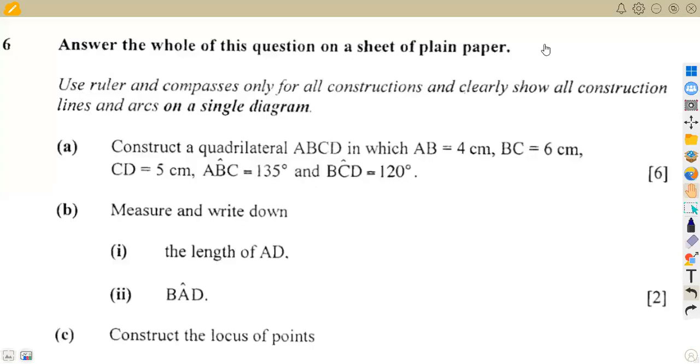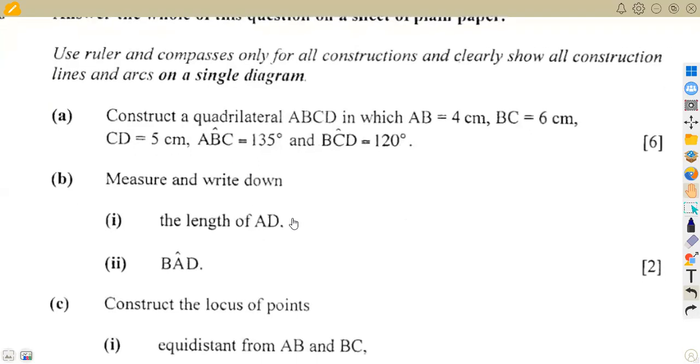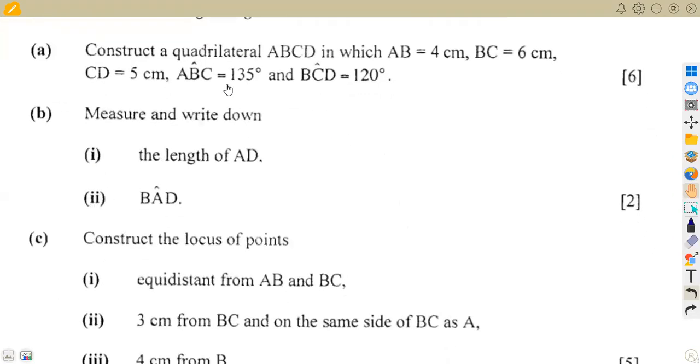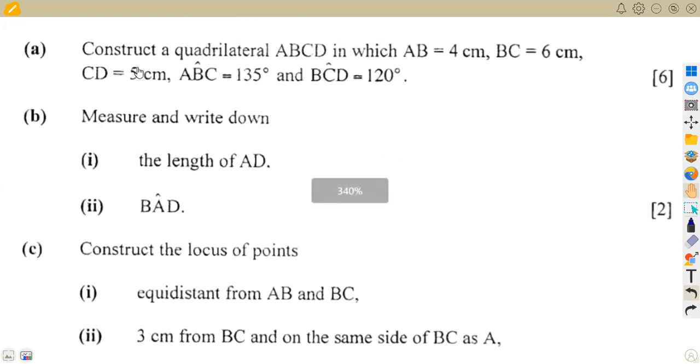All right, now we have got another particular question that we are going to work on, which is construction and loci again, from the question paper of November 2006, which is question number 6. It's very, very important that we revise such typical questions, even though it's from a long, long time ago. It's one and the same thing.